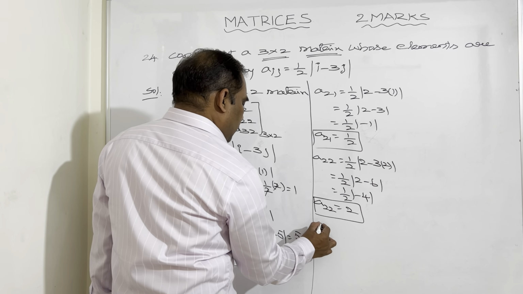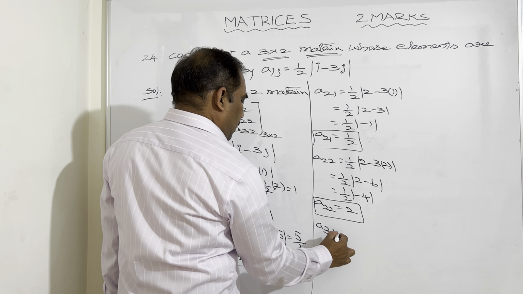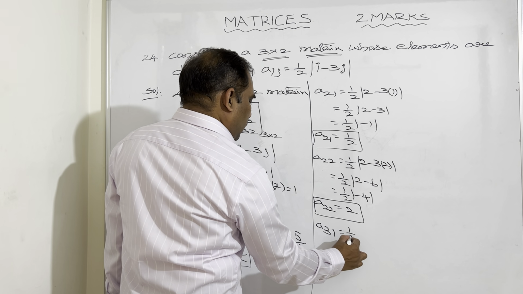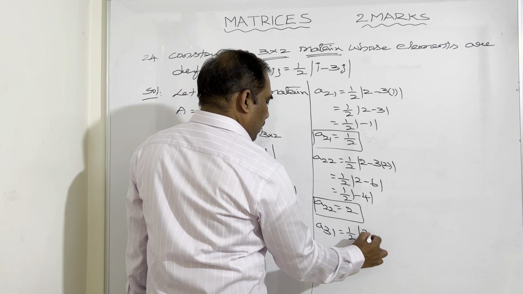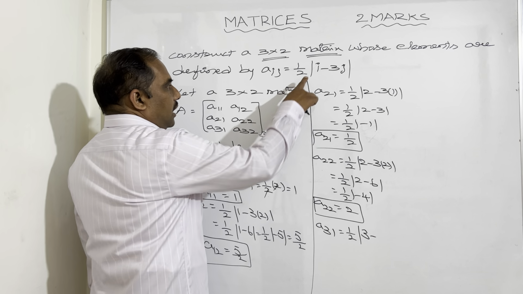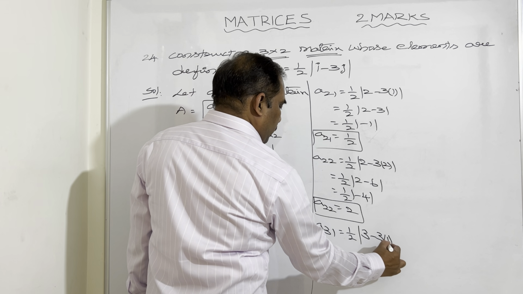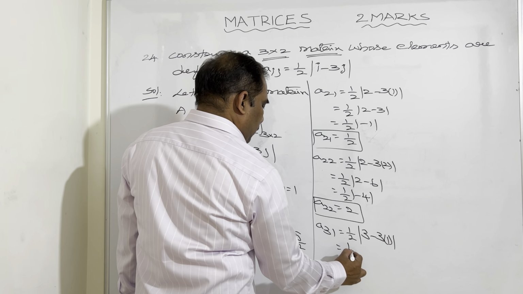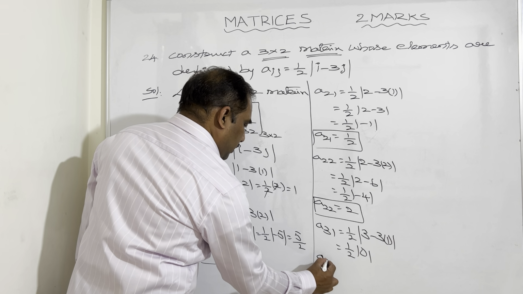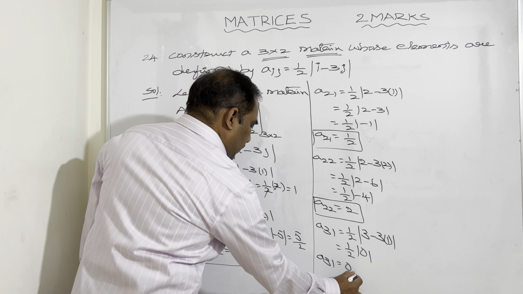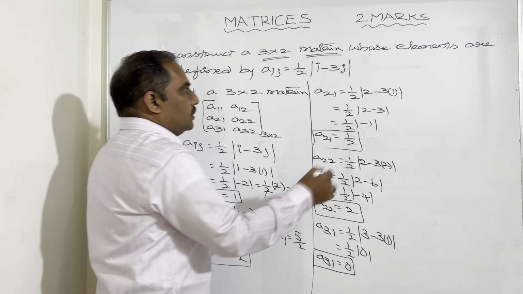So now again similarly A31 element finding. Third row, first column element by using the same condition. So now i is equal to 3 minus, here i is equal to 3, j is equal to 1, 3 into 1, which is equal to 1 by 2 into 3 minus 3 is 0. So finally we get A31 element is equal to 0.